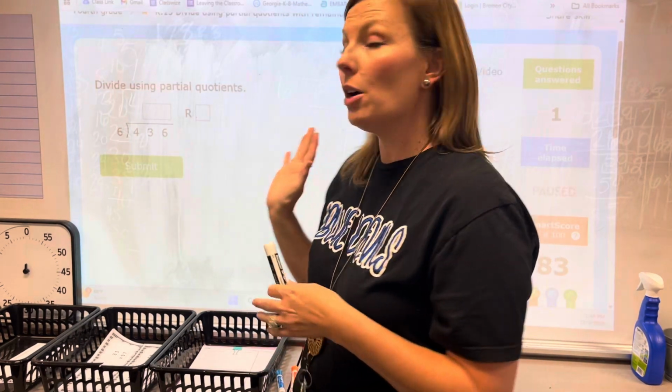So with division, we are using partial quotient. And we know that a quotient is the answer to a division problem, and partial just means it's part of it. So I'm going to walk through a problem or two today with you guys.